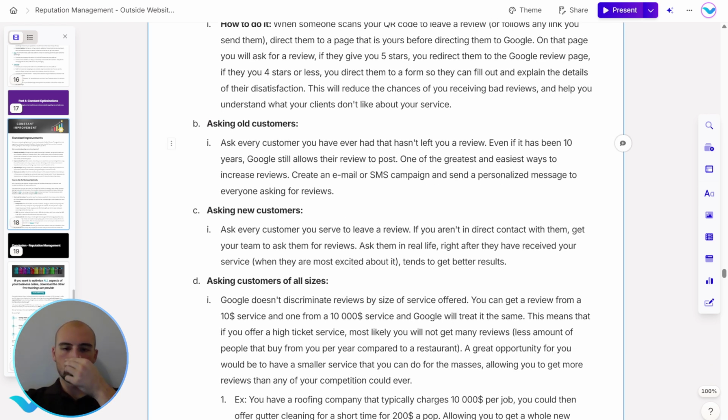Ask old customers. So ask every single customer who's ever had a service to leave a review, even if it's been 10 years. We talked about that in the past. And again, email, SMS campaign, you could do reminders, you could do 3 SMS. If you're doing these messages, I would say you want to make them personal. Nobody likes these automated messages, like "here's how you could leave me a review." That's also going to decrease your conversion rate and probably increase your negative reply rate.